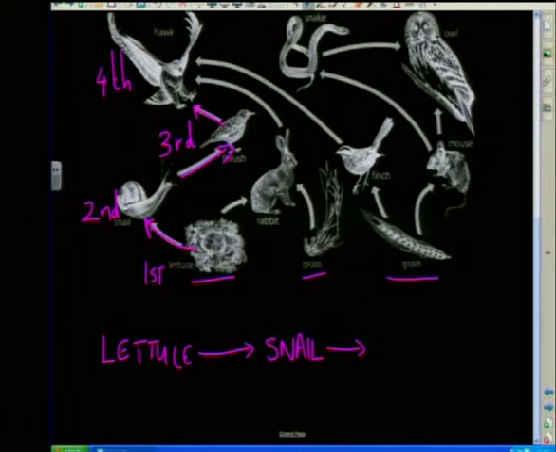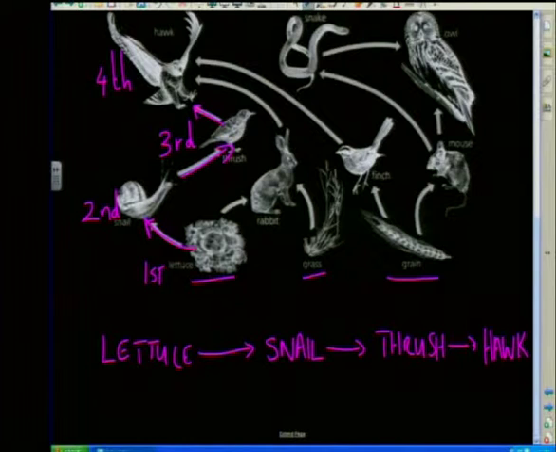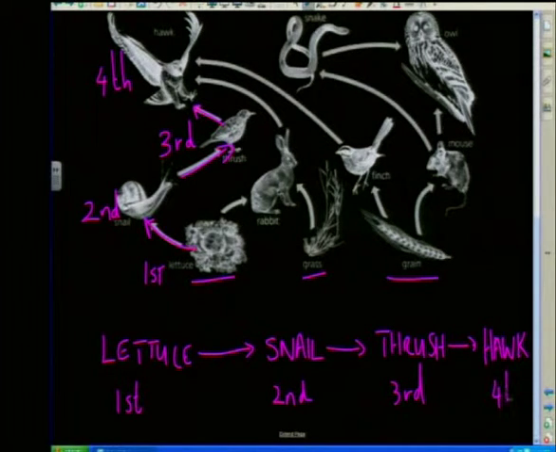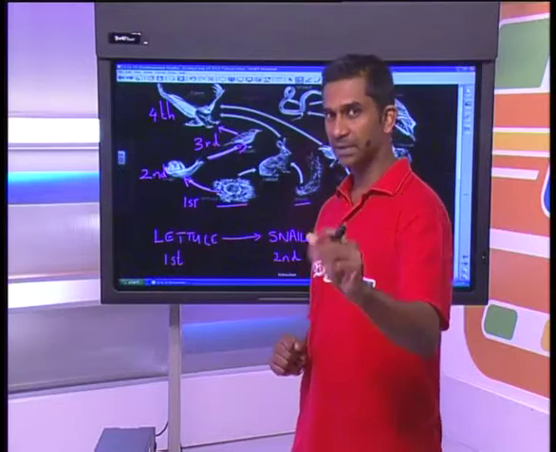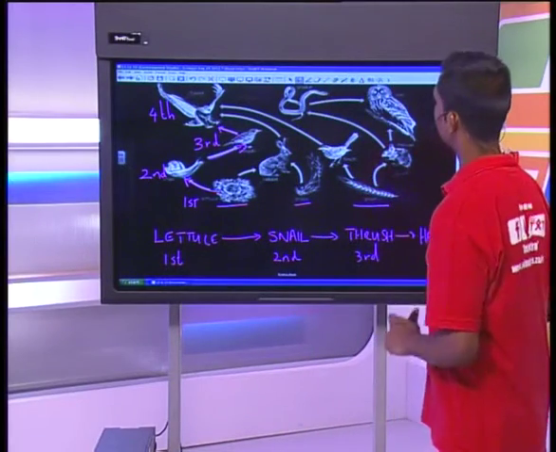The next trophic level would be the thrush birds, and finally the fourth trophic level would be the hawk. Okay, so I'm going to call this the first trophic level, the second trophic level, the third trophic level, and the fourth trophic level. So that's one of many food chains that we could identify. I'm going to challenge you guys to identify the next one.